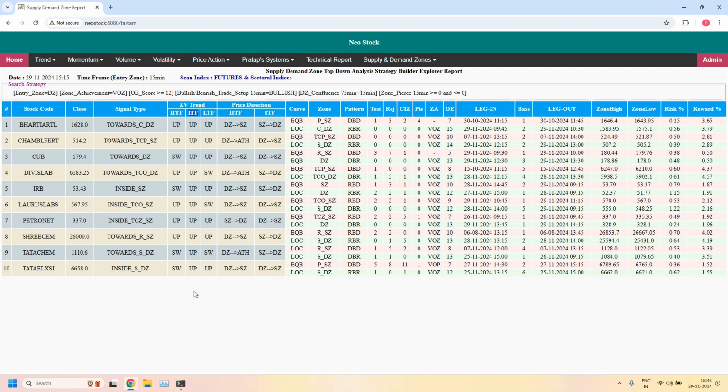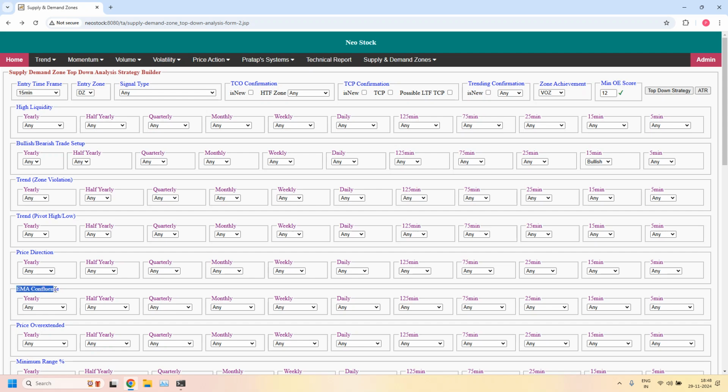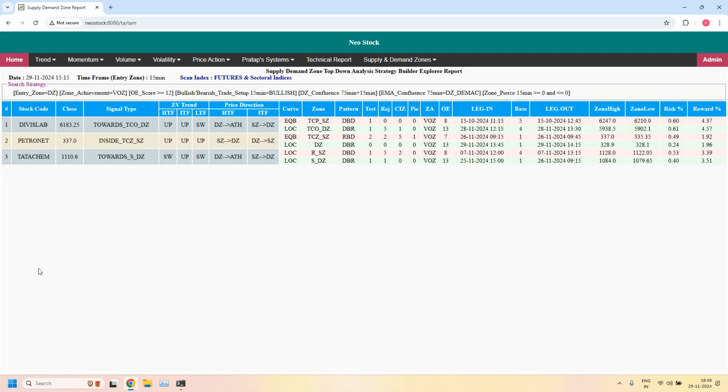If any of these 75 minutes demand zones are having daily EMA confluence, they are even more high probability trade setup supported stocks. Let's verify. In the EMA confluence, 75 minutes time frame, 75 minutes demand zone with daily EMA confluence filter is enabled. With this filter, we got 3 stocks. So these 3 are high probability trade setup supported stocks based on EMA confluence and zone confluence.